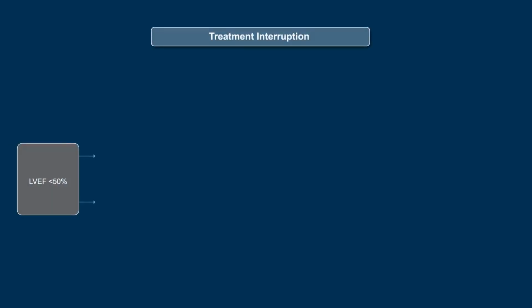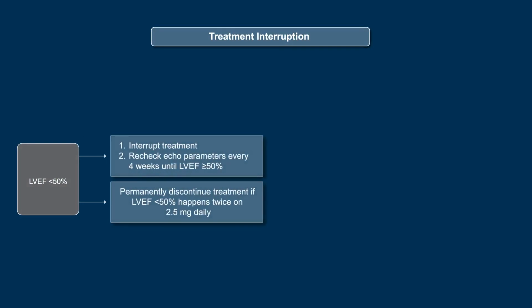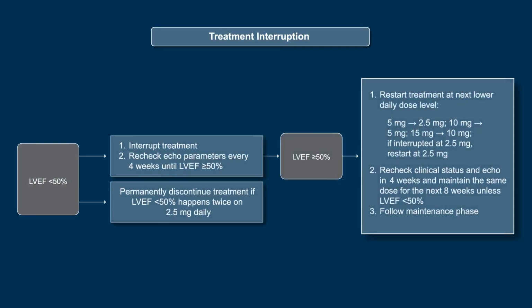Treatment interruption is necessary if, at any point, the patient's LVEF falls below 50%. Recheck echocardiogram parameters every 4 weeks. Once the LVEF is at or above 50%, treatment can be reinitiated at the next lower dose. Permanent discontinuation of mavacamten may become necessary if LVEF is below 50% twice while taking 2.5 milligrams daily.